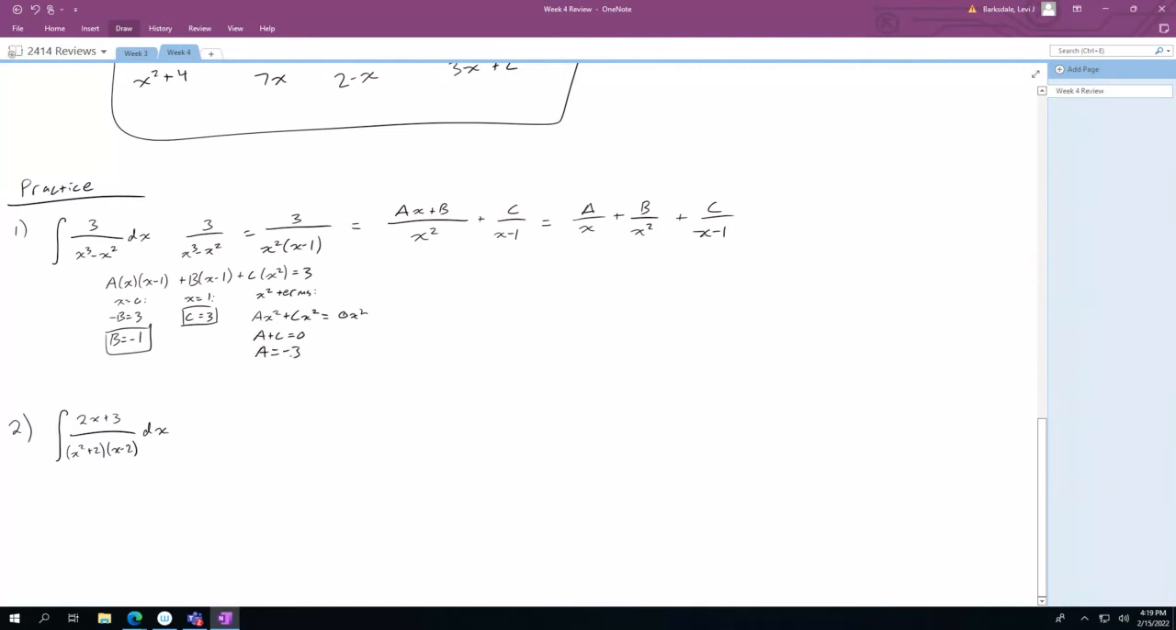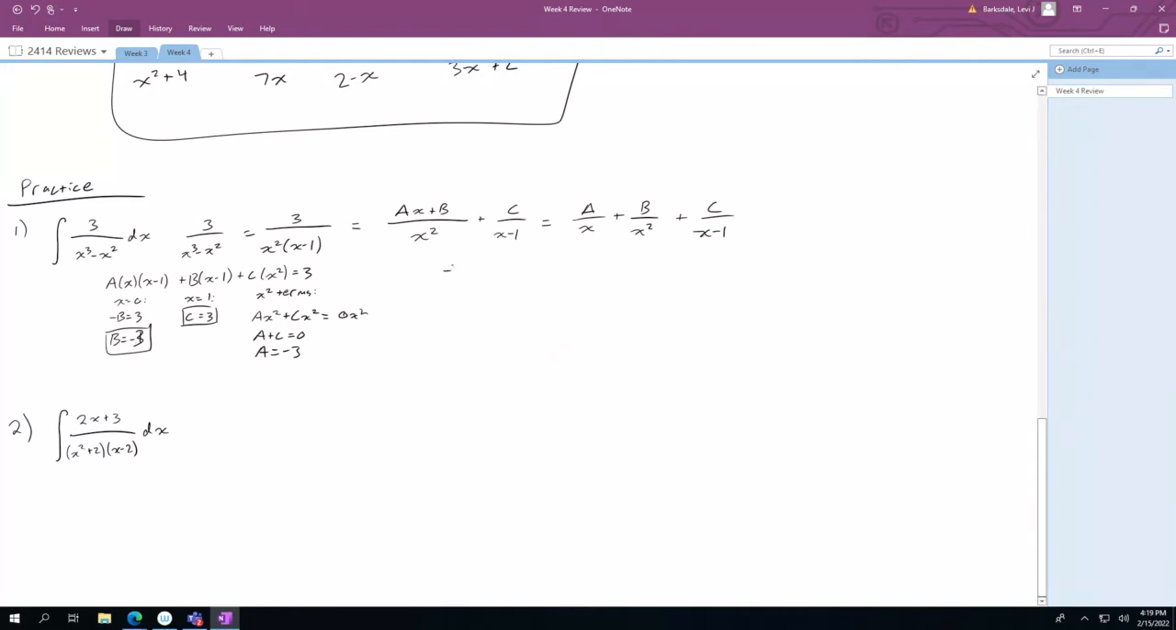Shouldn't it be negative 3? I was just about to say. Oh, well, yes, you are right. B should be negative 3. Perfect. Did you read your B as a 3? I don't think so. I think I just messed up.